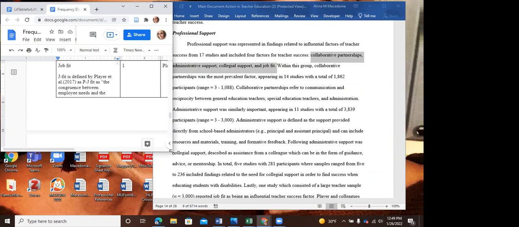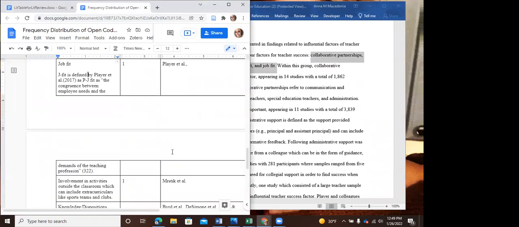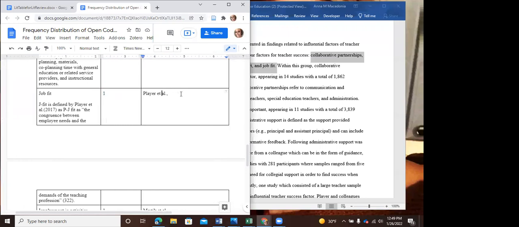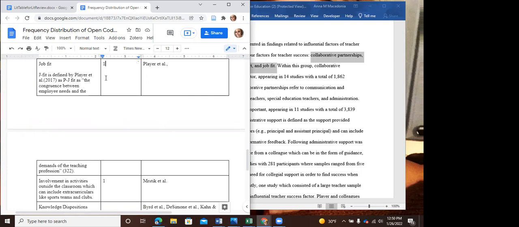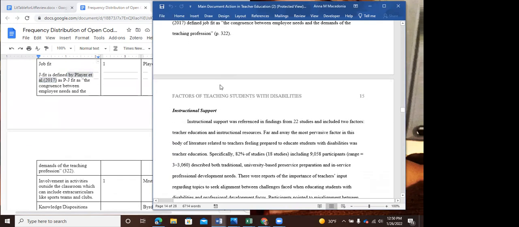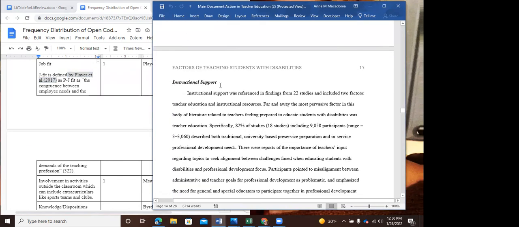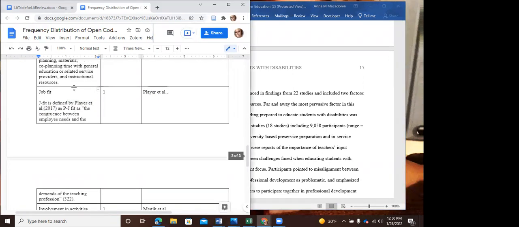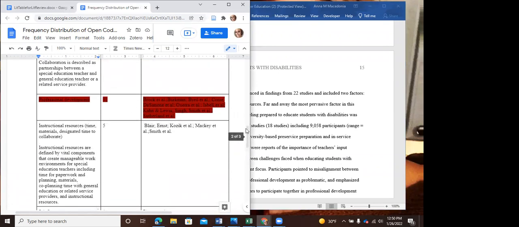So I do want to point out, even though only one article, the Player et al., was the only article that cited it, we included this because Player et al. had such a big sample. They had over 1,000 teachers in here. So that's why we included that. But again, I just wanted to show you that these larger categories that I established were straight from this open coding document that I had.